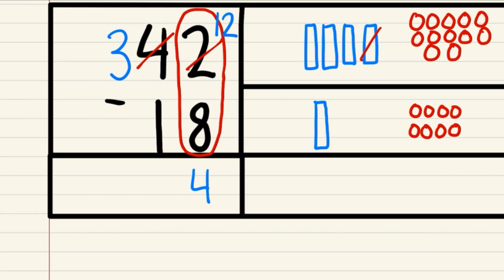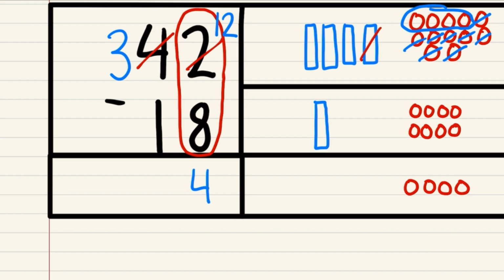And if we try and solve it pictorially with our pictures on the side here, if we take away 8 from our 12, we also are ending up with 4. So that means that we have 4 at the bottom, which confirms that we solved it correctly.